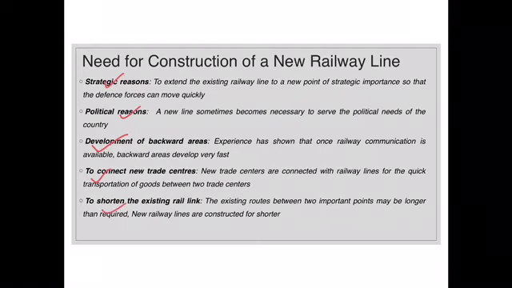It may also be constructed to shorten an existing railway link. To connect between point A and B, if the existing line is too far, we may think of connecting with a new railway track, which reduces the distance traveled between the two points A and B. These are some of the reasons why we may have to go for the construction of a new railway network.